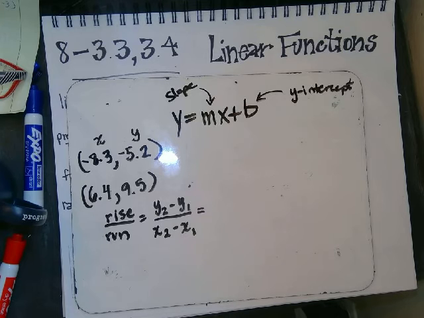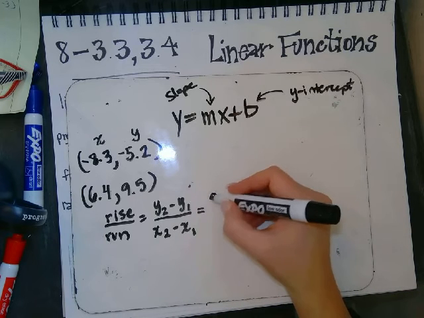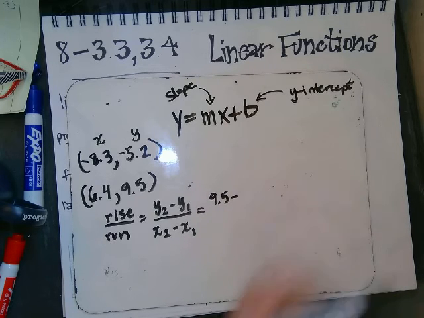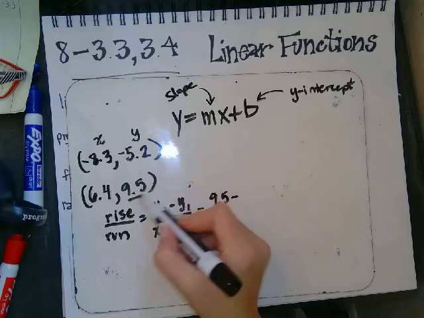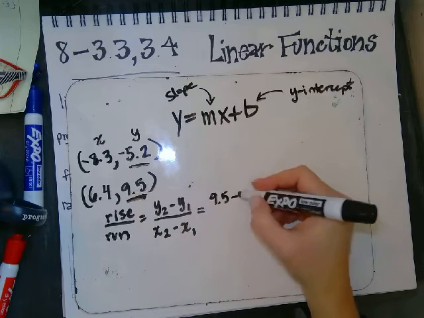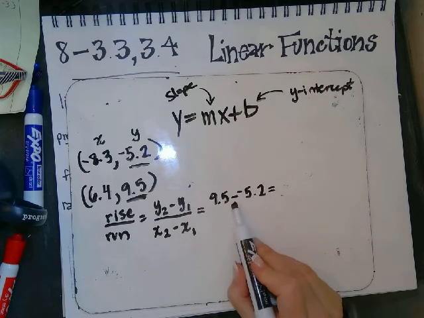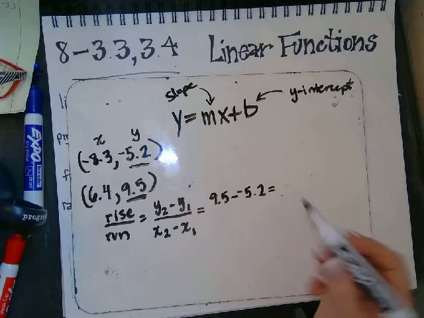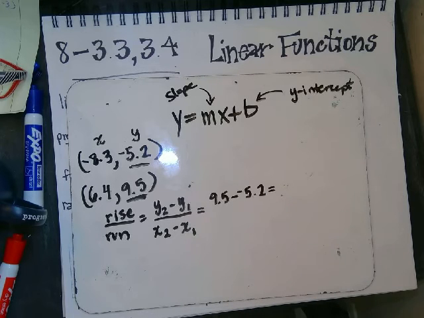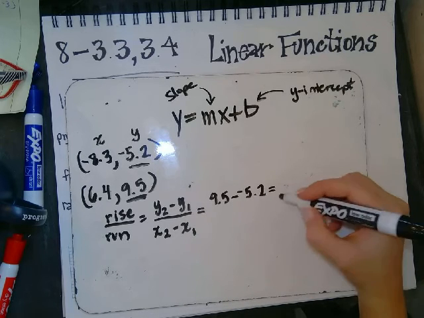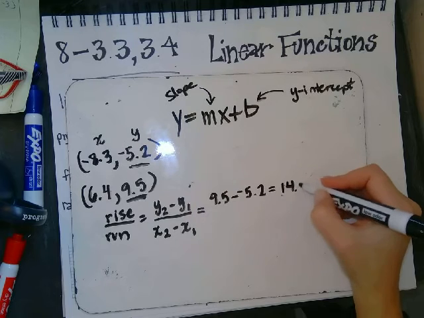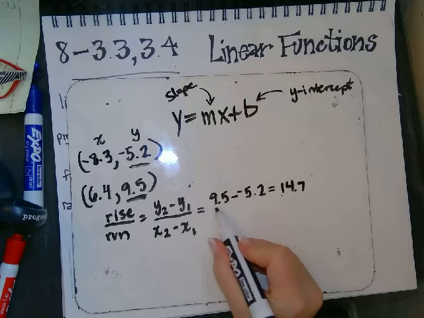Okay, so let's go ahead and plug our numbers in. Our y2 is our 9.5, and we're going to subtract our y1, these are our y coordinates, which is negative 5.2. And as you can see here, we have subtracting a negative. And subtracting a negative is just like adding. So really, essentially, what I'm doing is adding. And here I get 14.7.